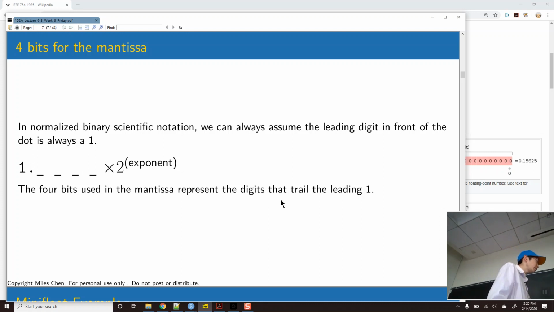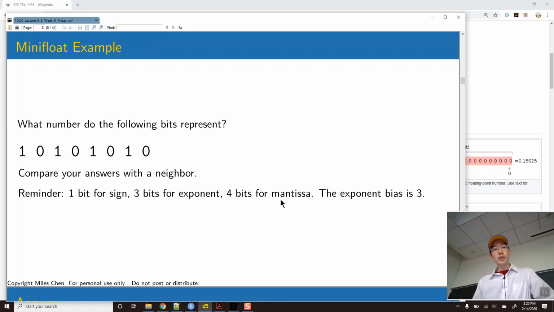All right, and then the last 4 bits are for the mantissa, because we're always going to assume that the numbers are in normalized binary scientific notation. Normalized means your leading digit cannot be 0. So in normalized binary scientific notation, the leading digit will always be a 1. If it's not a 0, it has to be a 1. That's binary. So the 4 bits will be the 4 bits after the leading 1.